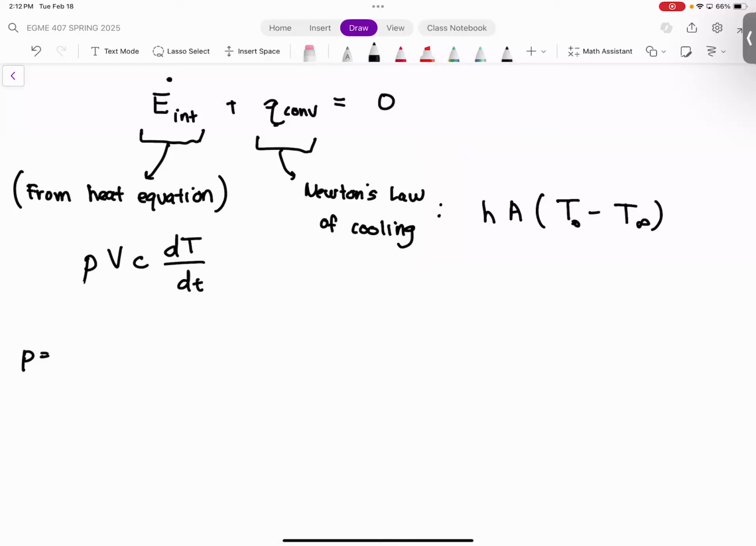Let me go ahead and label these. Rho is the object density. V here is the object's volume. And C here is the specific heat capacity.